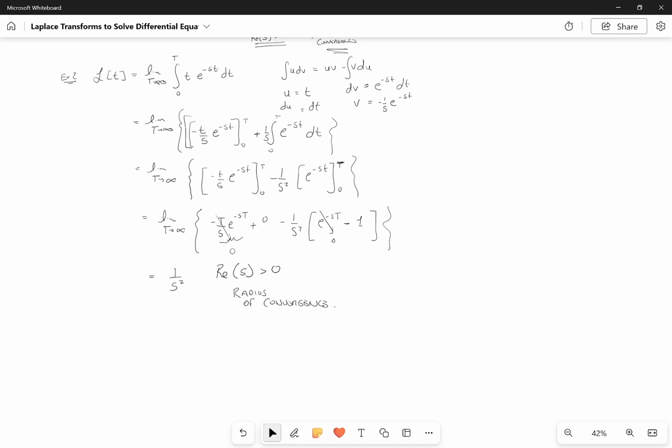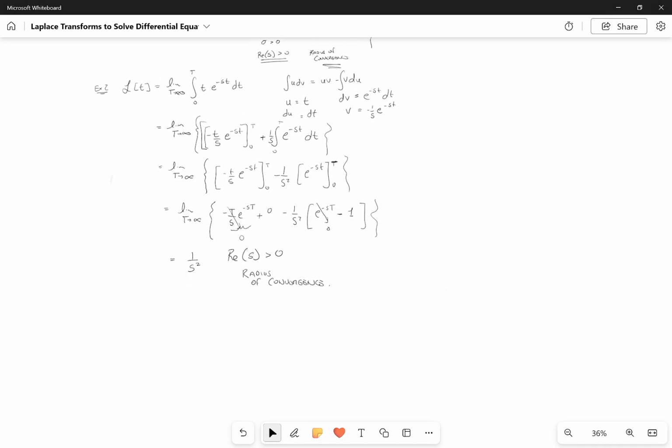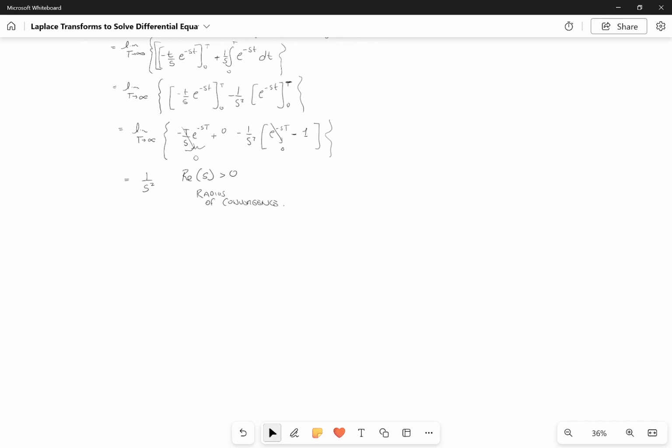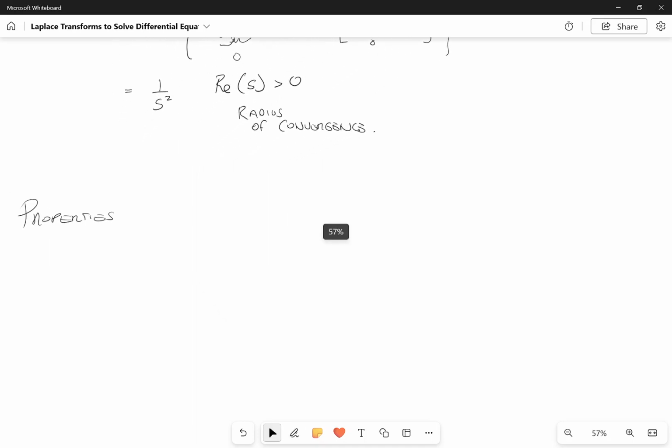All right. So now we understand how the terms on a Laplace table are derived. The next thing I want to do is talk about the properties of the Laplace transform. I'm going to zoom in a little bit here. Properties of the Laplace transform.